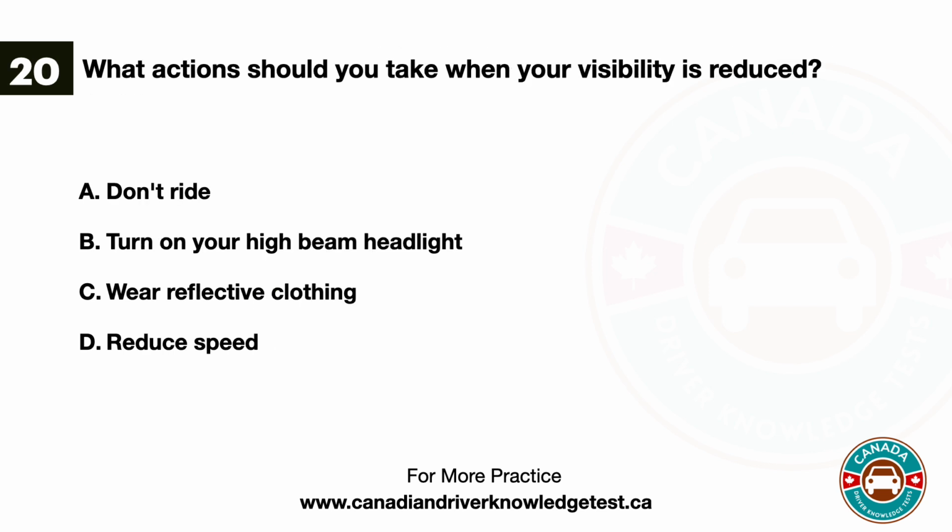Question 20. What action should you take when your visibility is reduced? A. Don't ride. B. Turn on your high beam headlight. C. Wear reflective clothing. D. Reduce speed. The answer is D. Reduce speed.